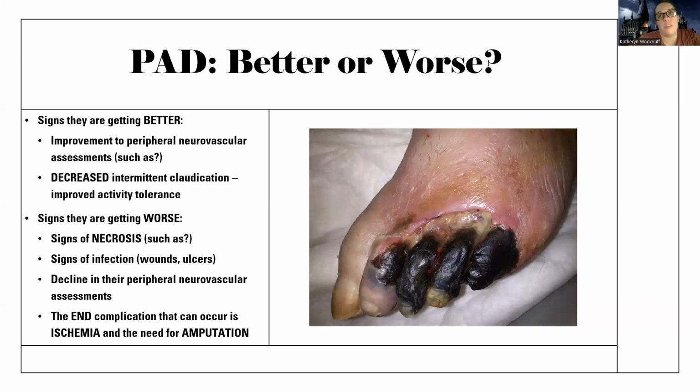So decreased pulse, worsened temperature, worsened paresthesias, worsened pain, or again, maybe worsened lack of pain, because with a patient with PAD, sometimes it's actually worse if they're not feeling something. Or inability to move it, these are all going to be decline. And then the end complication that I'm always worried about is such bad ischemia that they need amputation.